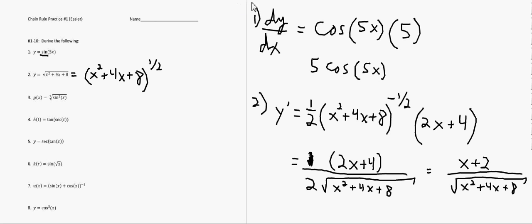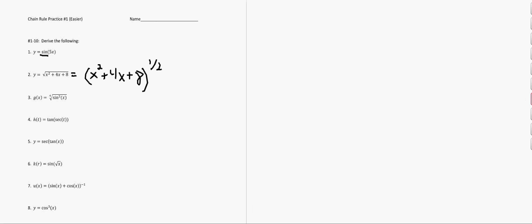Let's go on here to number 3. Okay. Number 3 is the 4th root of sine cubed of x. Well, right away, I'm just going to rewrite that. Okay, this is not deriving it yet. I'm just rewriting it. The 4th root of something cubed is the same thing as that thing to a power, which is sine of x.